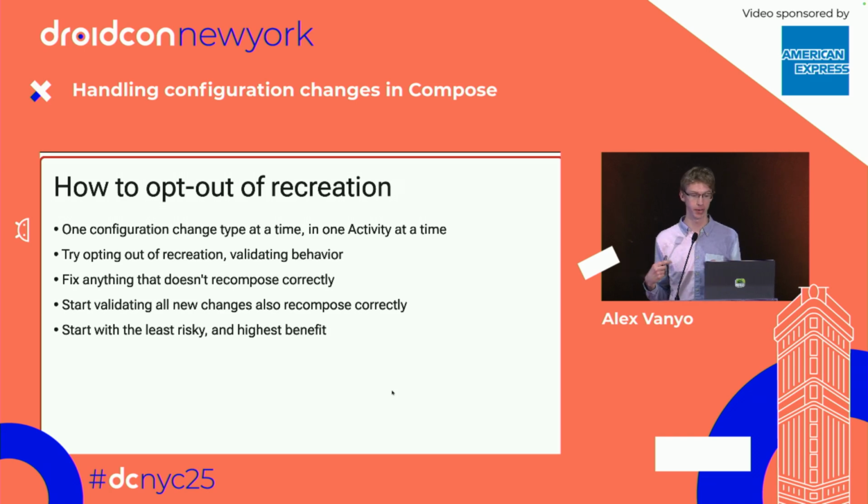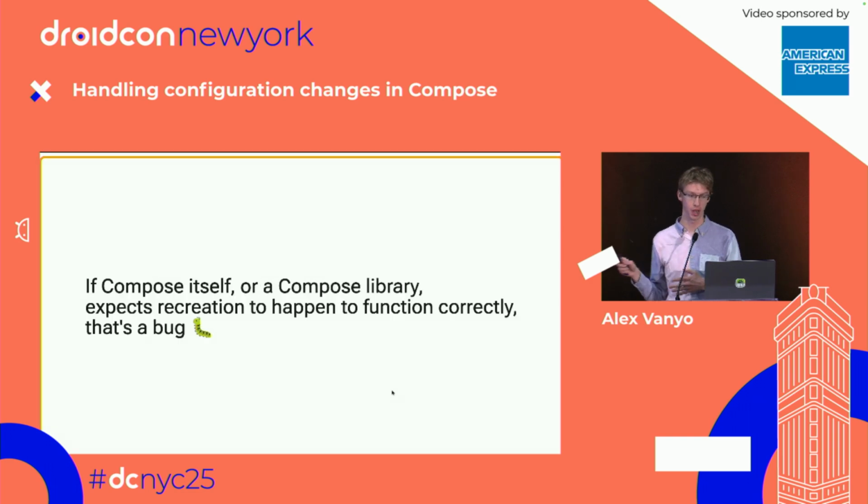And I would recommend starting with the least risky ones and the ones that have the highest benefit, and then working your way up from there. Don't just try to go all of them at once. Start with the simple ones like keyboard, touchscreen, and work your way up from there through all of them. So something with this is we, for Compose, don't want you to have to rely on recreation in order for everything to function correctly.